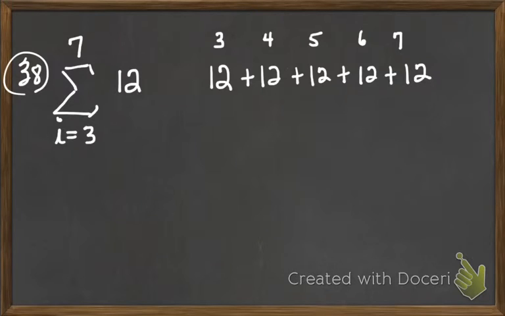So if there's not an i to plug in, it doesn't matter what i is, you're going to get 12, the constant, every single time. So 12 times 5 is 60. So that's what you do when you don't have an i. Okay? There are some problems that get a little bit harder, let's look at 40 and 42.